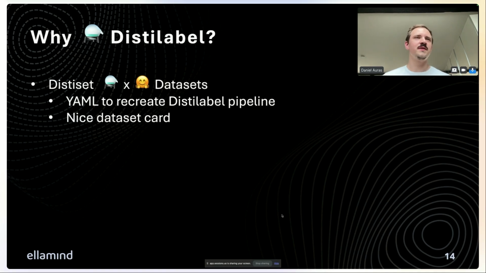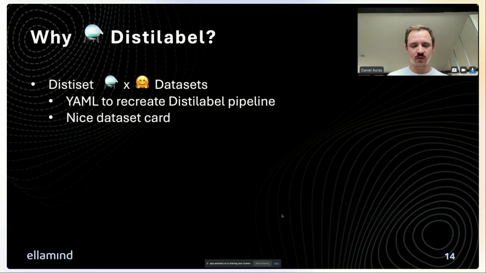So why did we go with Distillable? First of all, we are huge fans of Hugging Face datasets. We like them a lot and we use them a lot internally. And Distillable offers a nice, convenient wrapper around datasets called distisets. They log a YAML config file along with the dataset, which contains all the parameters, prompts, and information you need to recreate your synthetic data pipeline.